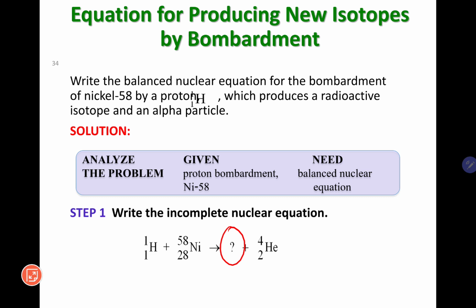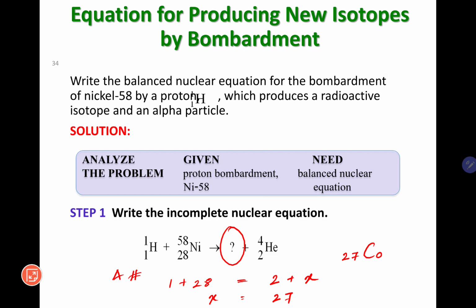So in here, on the reactant side, the atomic number sum is 29. 1 plus 28 is 29. Then your product side has 2 from the alpha particle, plus let's call it X, the atomic number of the new radioactive species. So X will be how much? X will be 27. So you are getting an isotope with the atomic number of 27. You look at the periodic table and it will be cobalt.